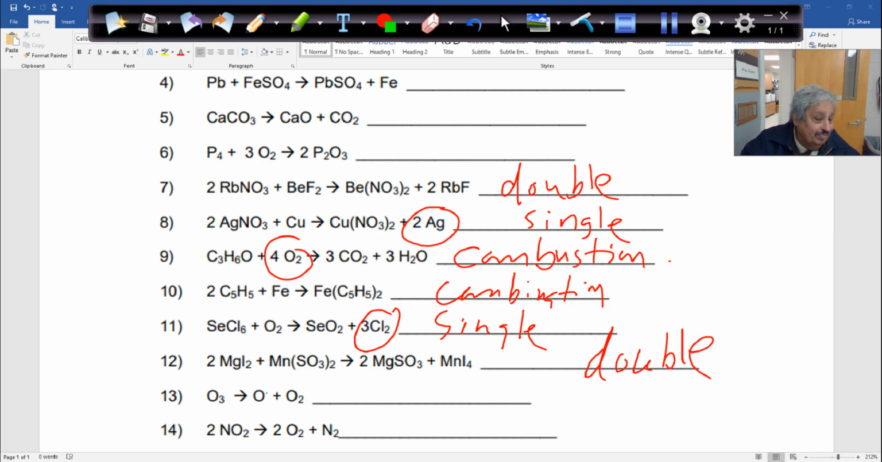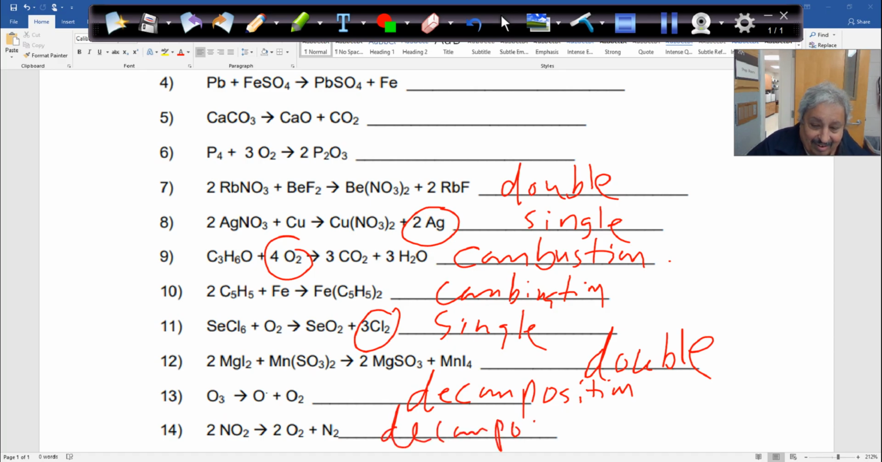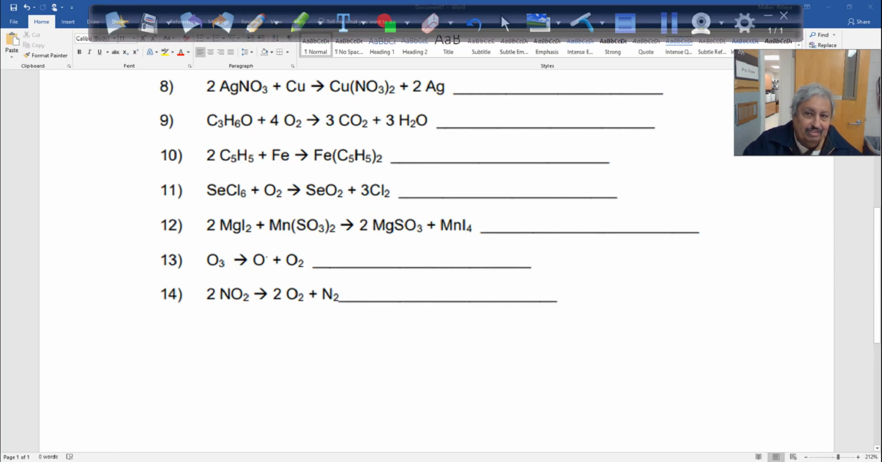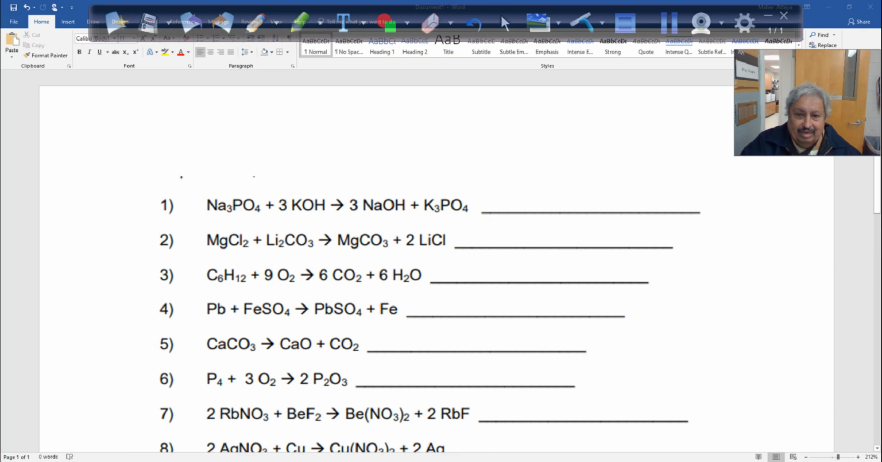13. Decomposition. Okay, we are talking now. Now it's clicking. It's like a bulb in the dark, turned on. How about 14? Decomposition, correct. Okay, so I think that's enough, correct? That's enough. So you can look, there's a lot of stuff out there on the web.